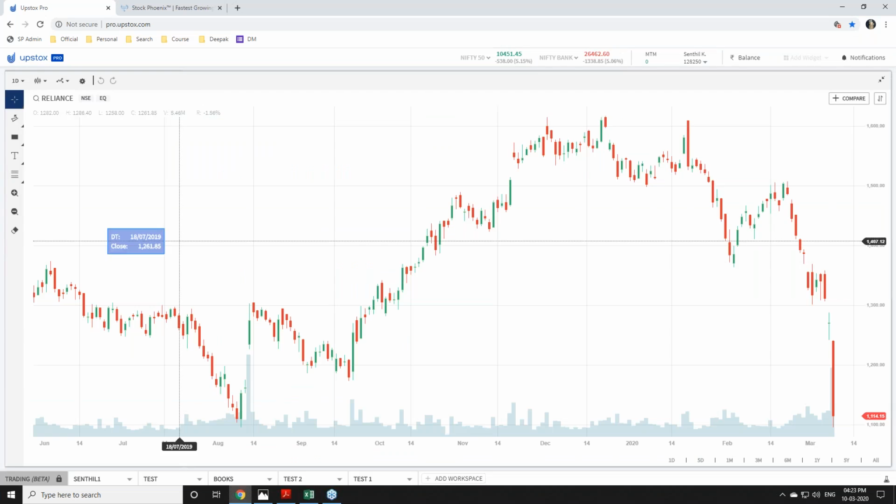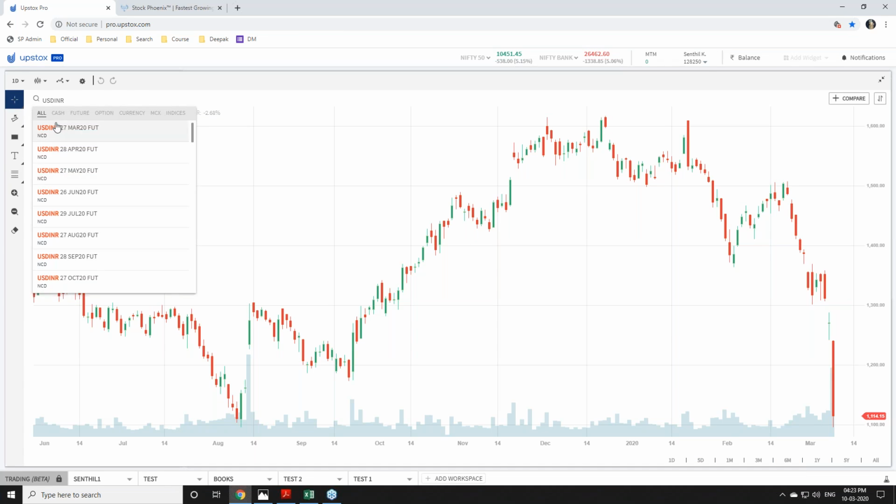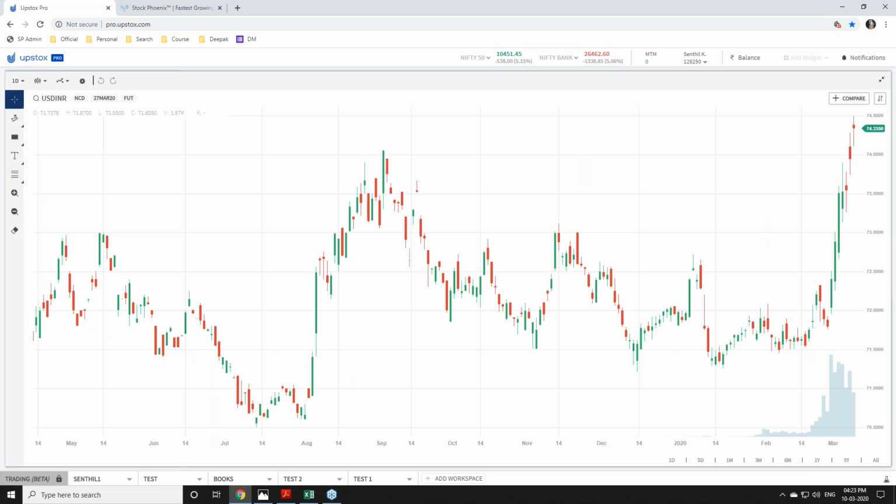So now we understood how to do the analysis for a stock. Let's do it for currency pairs. The most important currency pair is USD INR, and I can tell you there is a little fluctuation now, but the most reliable trading script in currency pairs out of the recent ones is USD INR.